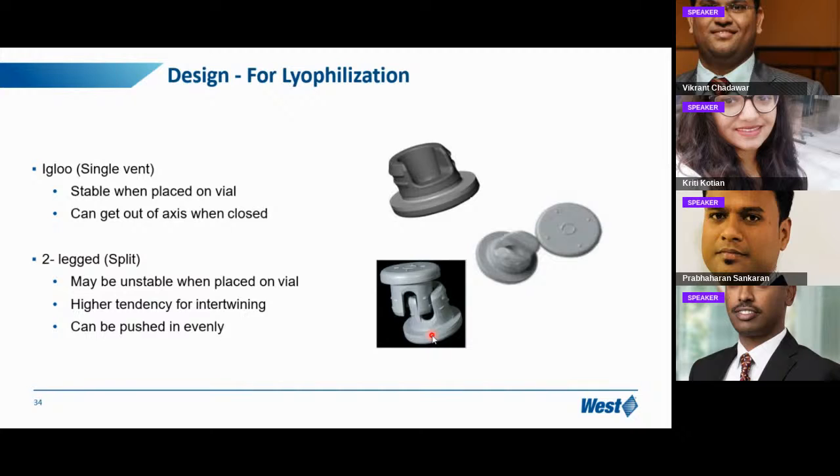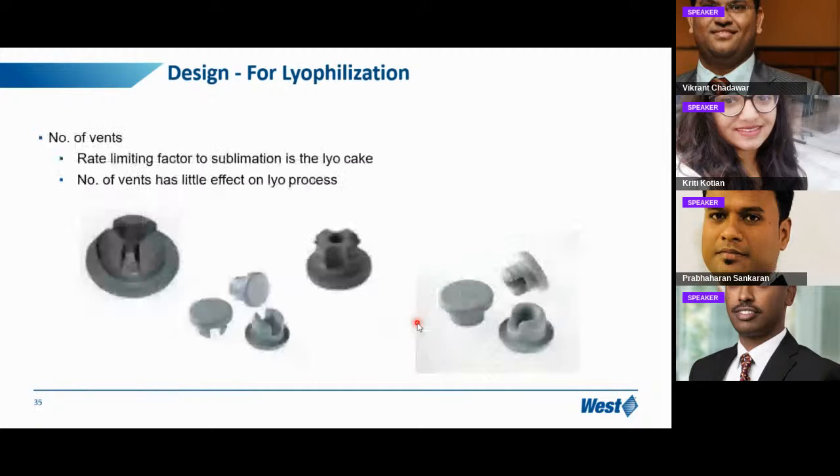because during transit or during a process, these two-legged stoppers can intertwine with each other and will not give easy processing. So our recommendation is generally the igloo, which will not intertwine with each other, and the process will remain smooth during the stoppering process.